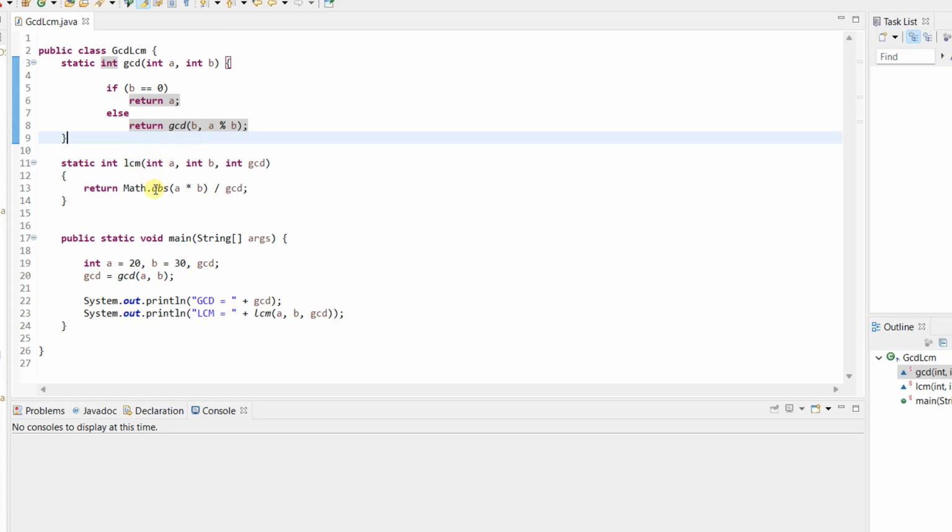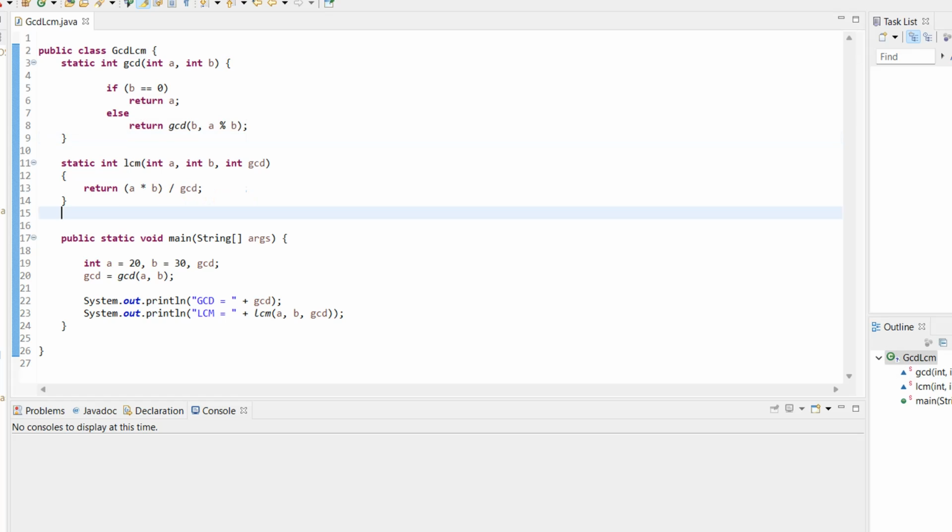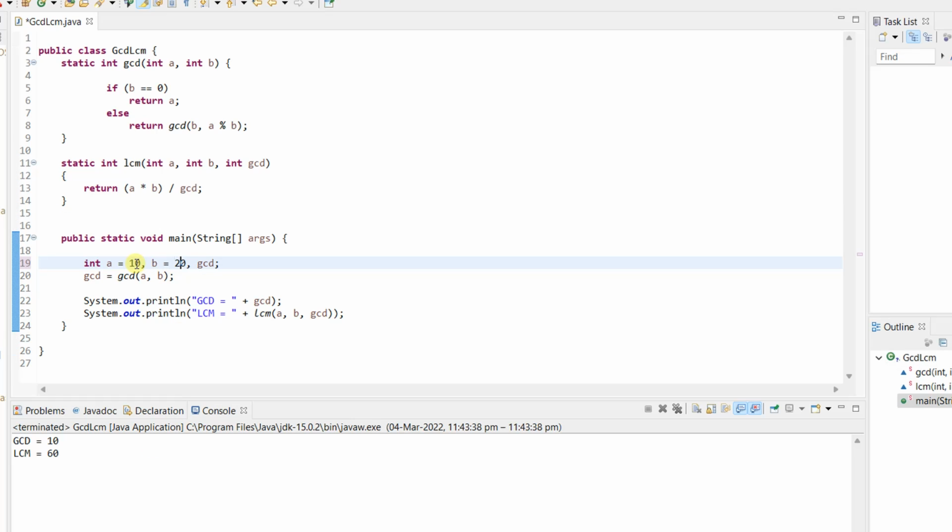And for LCM, what we are doing is a into b, that is first value into second value, divided by the GCD value. Now if we check, we'll execute this. GCD is 10 and LCM is 60. It was given as 20 and 30, so it is 10 and 60. Now if we give 10 and 20, it is 10 and 20. Then the one which we gave were 24 and 60. 12 and 120. So that's right.